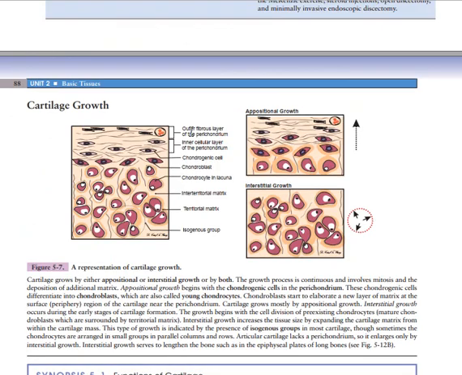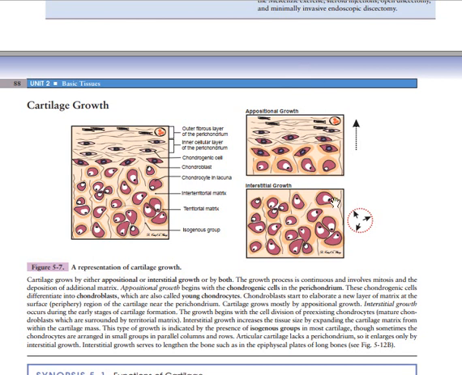Now this is cartilaginous growth. How does the cartilage grow? We have said already that cartilage can grow either by appositional growth or by interstitial growth. Appositional growth is an increase in width, while interstitial growth is an increase in length. Appositional growth occurs when you have an increase in the number of chondroblasts. When you have an increase in the number of chondroblasts, it's going to push the perichondrium, which is located at the periphery, in order to increase in size. Is it clear?